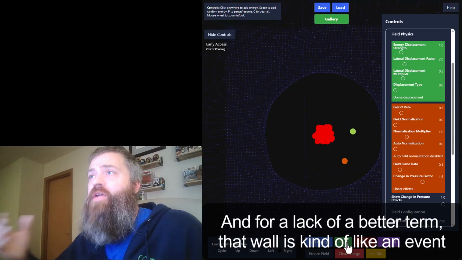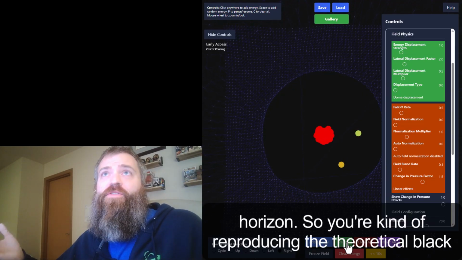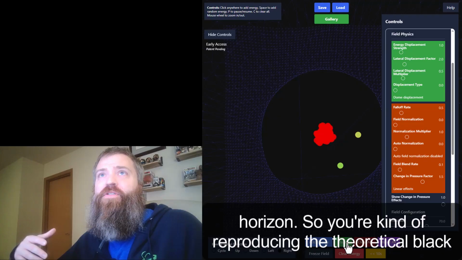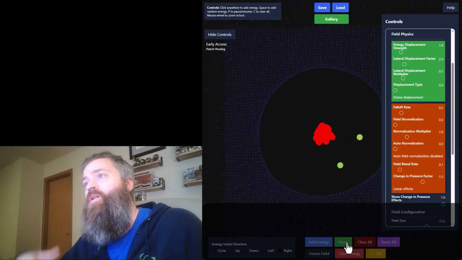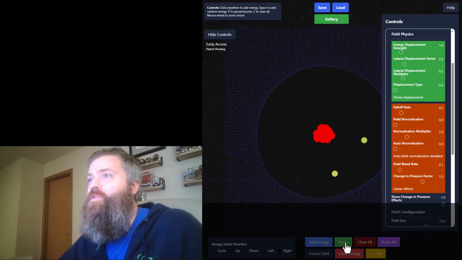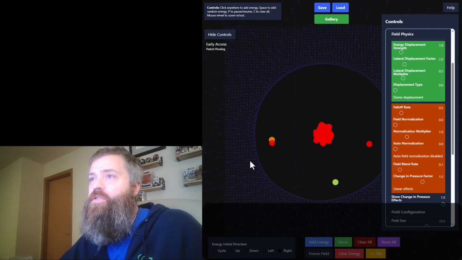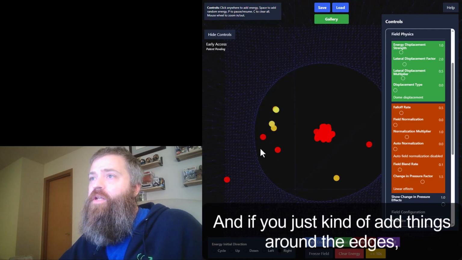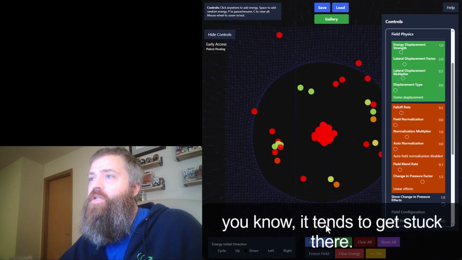And for lack of a better term, that wall is kind of like an event horizon. So you're reproducing the theoretical black hole, which may or may not exist, on top of having this repulsive force as you attempt to enter it. So if we try to go in, we can turn around or get stuck. And if you just add things around the edges, it tends to get stuck there.